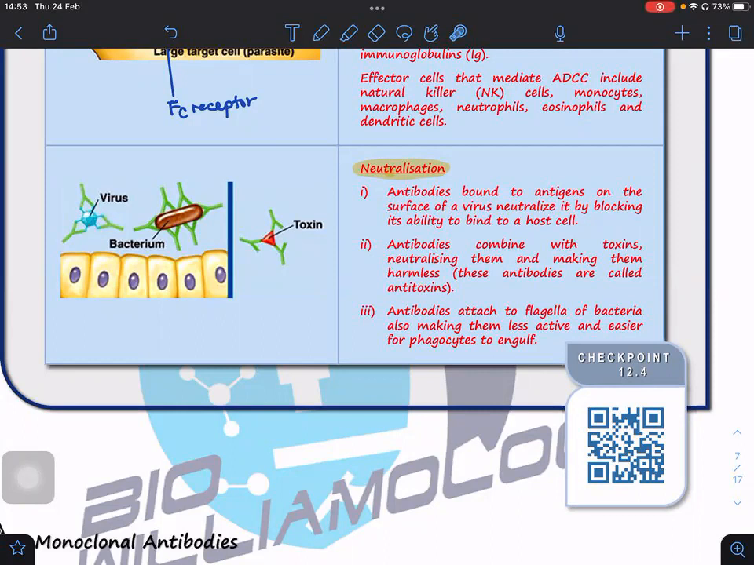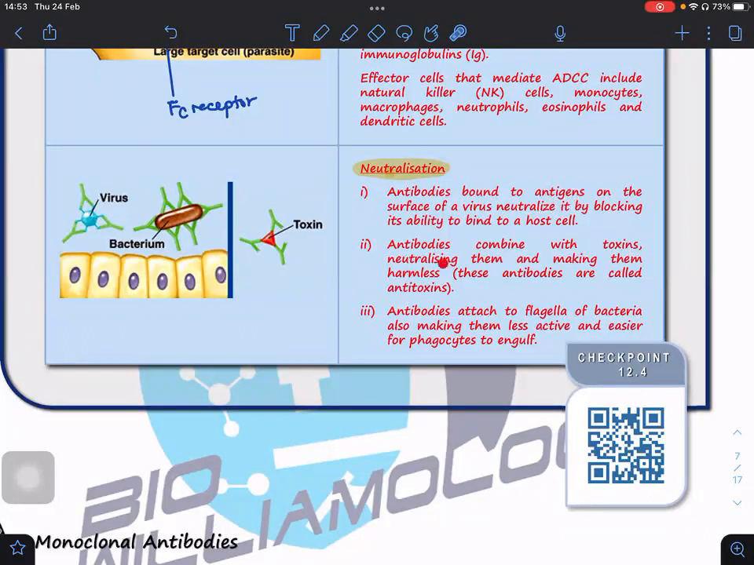So now can you see that the initial shape, which is a round shape like this, is now like a triangular shape. So they are no longer able to interact with our cell surface receptor. Therefore, it won't be able to invade into the host cells. For example, when antibody binds to the antigens on the surface of the virus, it is neutralized by blocking its ability to bind to the host cell's surface receptor.